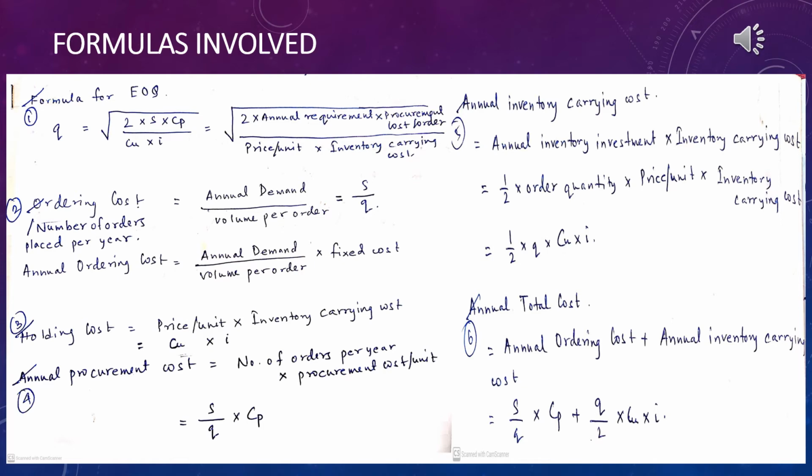67,200 is the inventory carrying expenses and 4.2 is the average inventory investment. So 67,200 divided by 4.2 lakhs should give us the inventory carrying cost. So that can be calculated at 0.16, which I have calculated there.